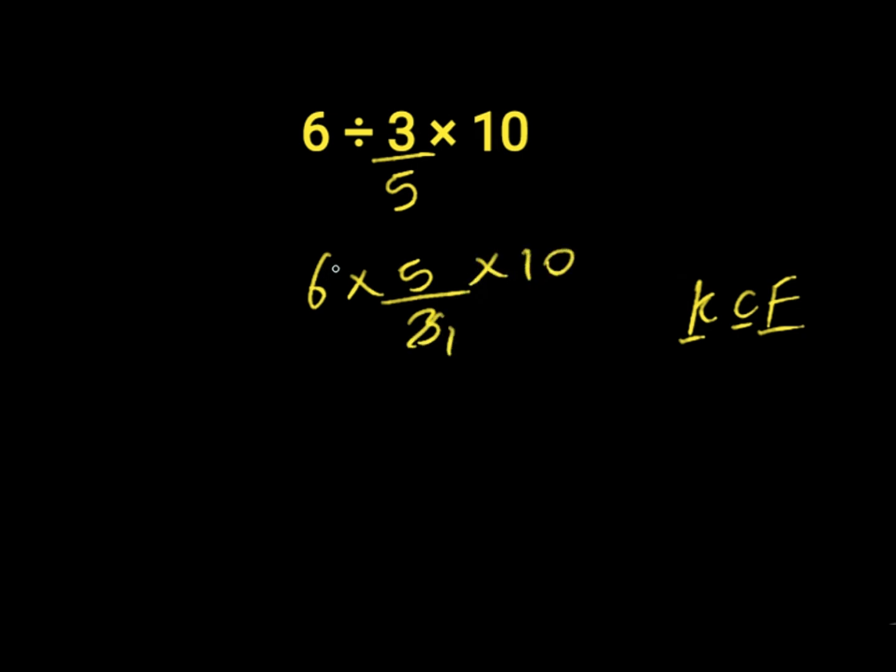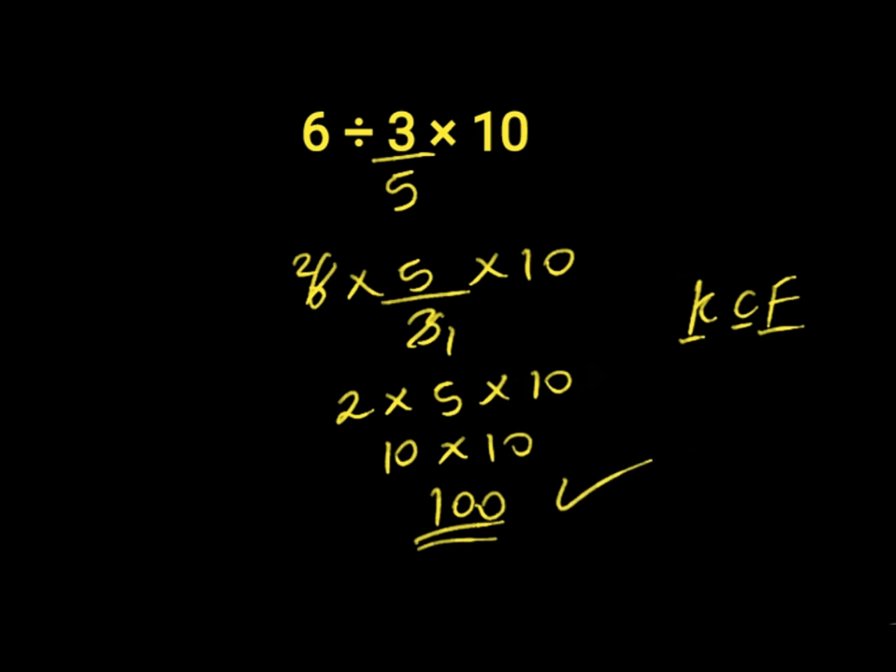3 into here 1, 3 into here 2. We are left with 2 times 5 times 10. 2 times 5 will give us 10. Then 10 times 10 will give us 100. 100 is the right answer to this question.